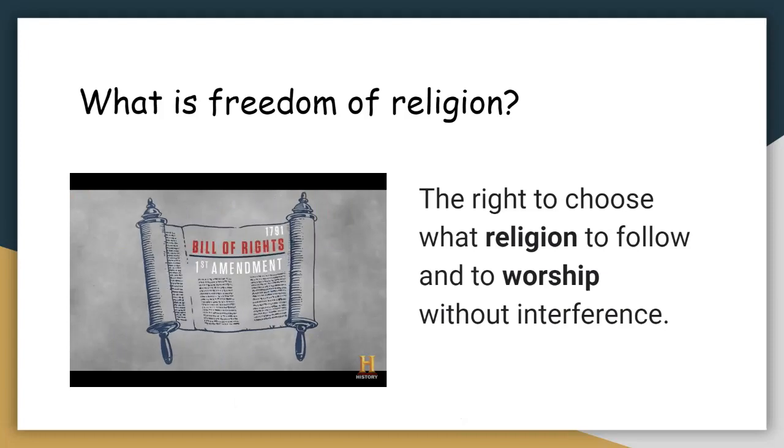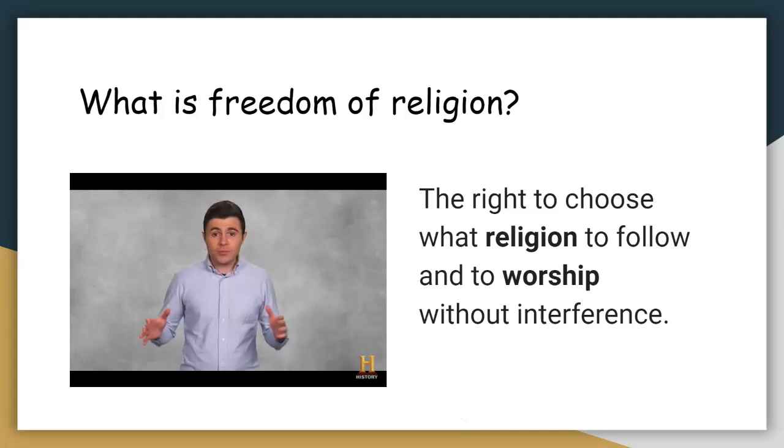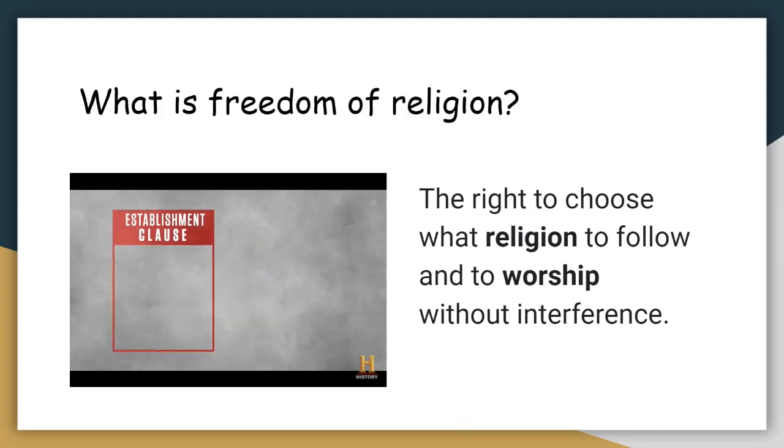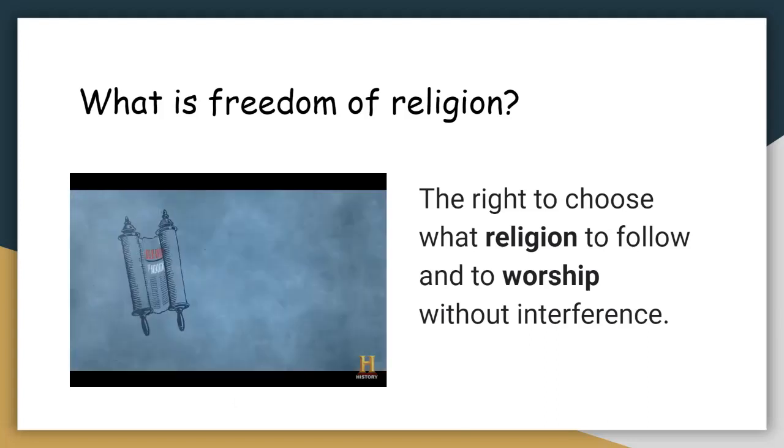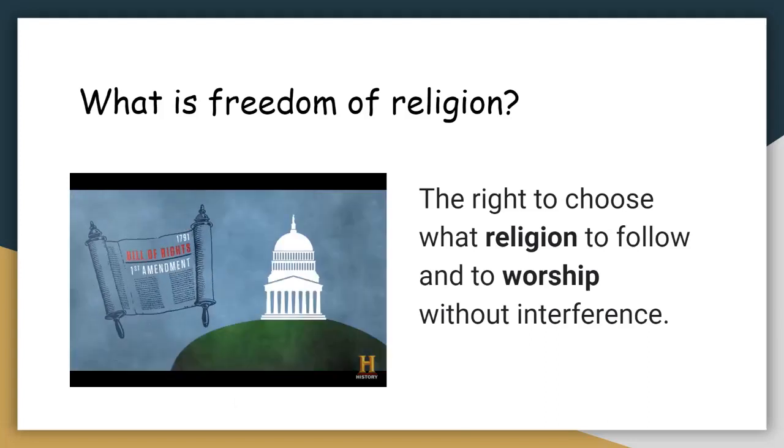The First Amendment was ratified in 1791. Freedom of religion as outlined in the First Amendment is split into two parts. The Establishment Clause: Congress shall make no law respecting an establishment of religion. And the Free Exercise Clause: or prohibiting the free exercise thereof. Basically, this language guaranteed that the government would have no official religion, nor would it prevent anyone from practicing their own beliefs.